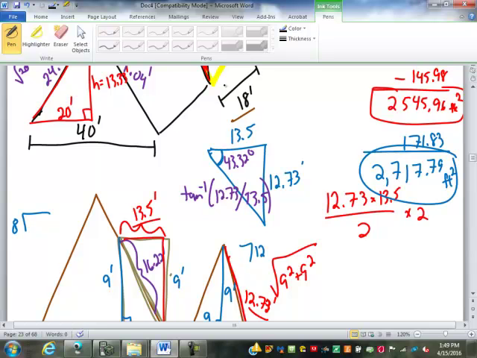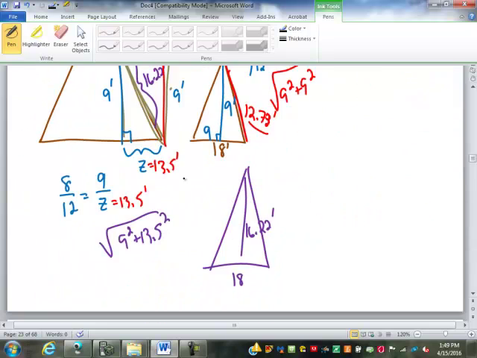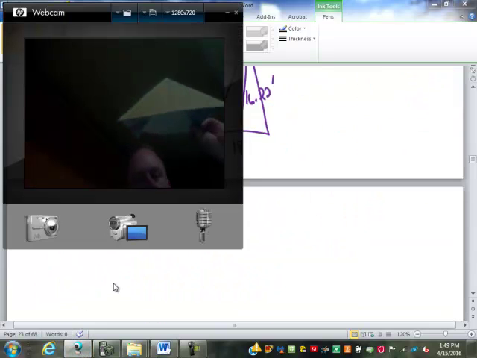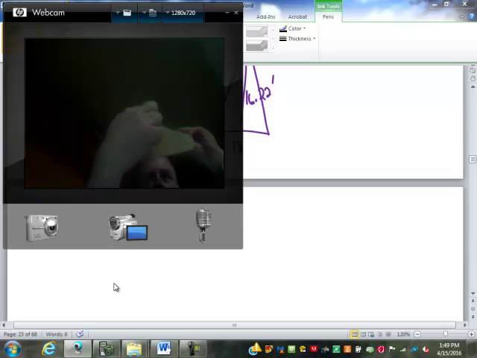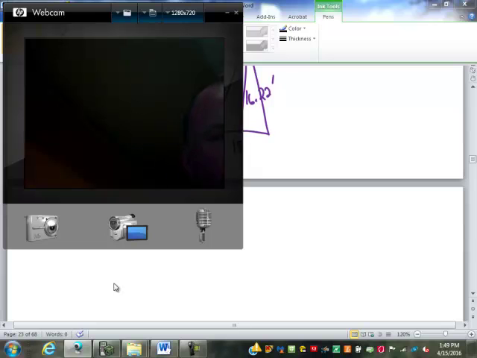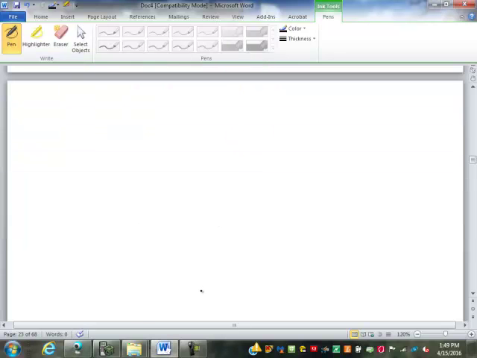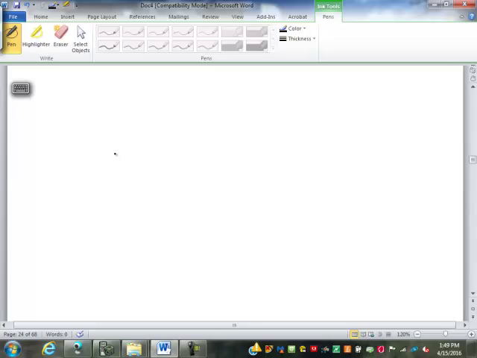Okay. The next thing we're going to talk about is hip roofs. Finding some angles, like what's the angle up here in this angle here? What's this angle over here? We're going to figure out how to calculate those angles. So let's take a peek. I'll pretend I can draw a hip roof here. It's not too horrible.